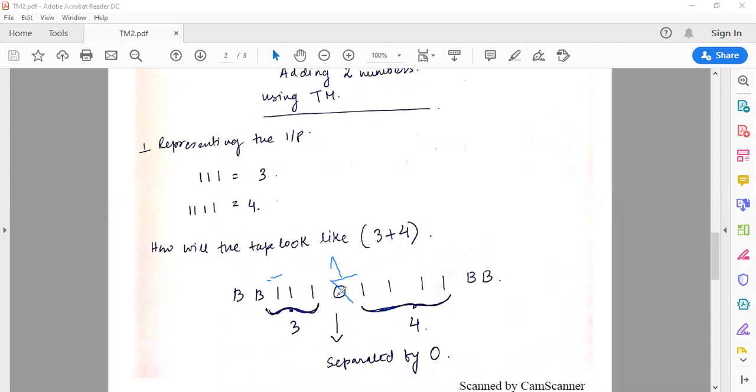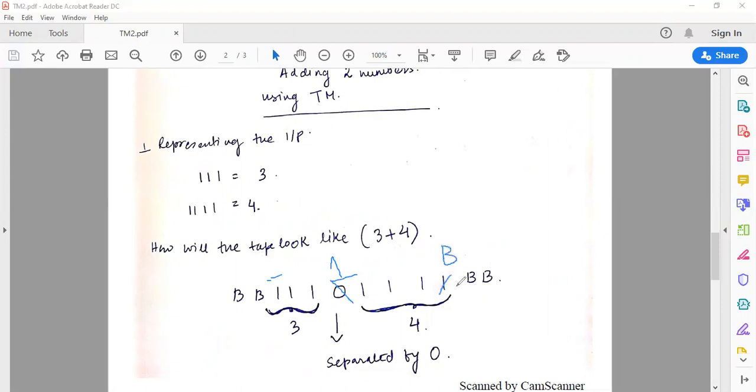Once we change the 0 to a 1, in this entire tape we are left with 1, 2, 3, 4, 5, 6, 7, 8 ones. But 4 plus 3 gives us 7 ones, right? So once we have traversed the entire tape and reached the blank symbol at the rightmost end, we are going to move the read-write head towards the left, and the first one that we encounter, we are going to change that one to a blank symbol.